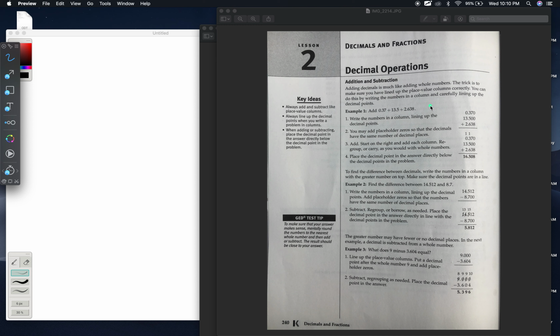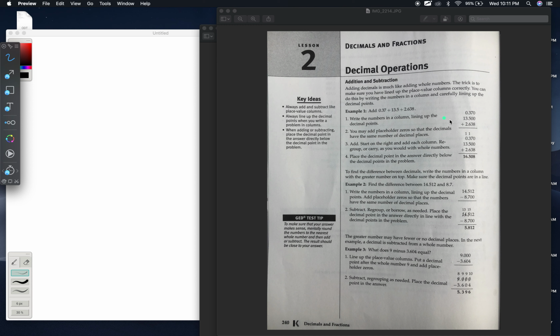Okay, so let's go ahead and read this. Write the numbers in columns lining up the decimal points. You can see these numbers here, 0.37, 13.5, 2.638. What they want you to do here, as you can see, 13.5 has only one digit after the decimal point, but regardless, you would line up these decimal points if you're creating a column.